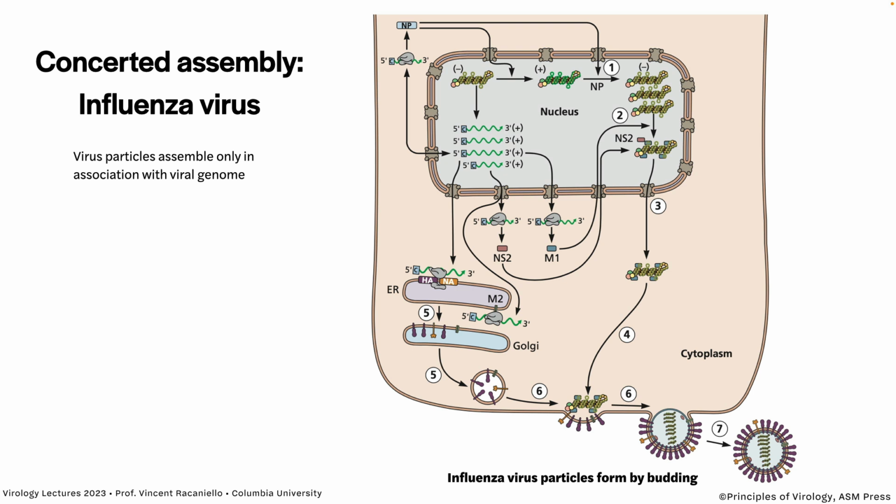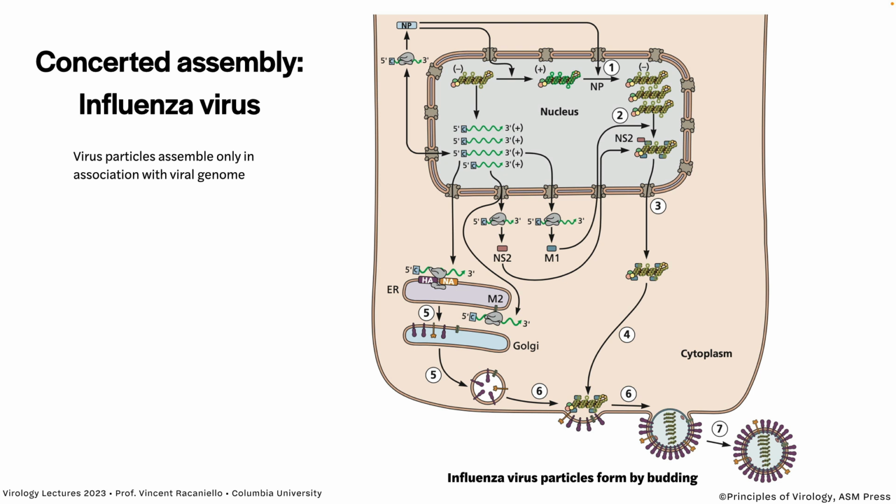The other kind of assembly is called concerted. Just think of a concert where everything is working together. All the instruments are working together. That's what we're talking about here. Assembly happens all at once. So the genome and the particle come together. And that's illustrated here with influenza virus.